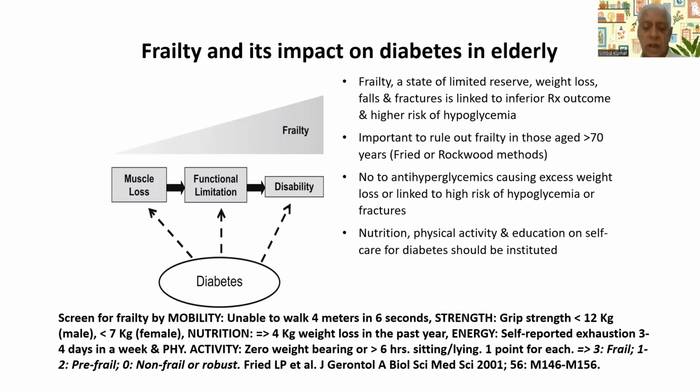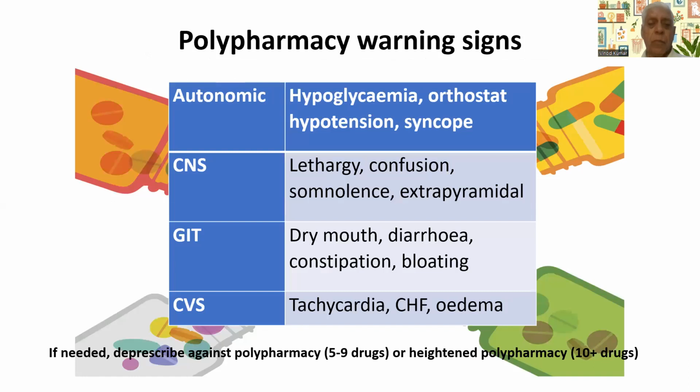1 point is assigned for each of these positive points. Frailty means 3 or more points. Pre-frail means 1 or 2 points. And if there is no positive point, we can label a person comfortably as non-frail or robust.